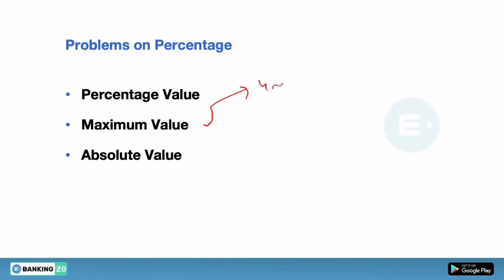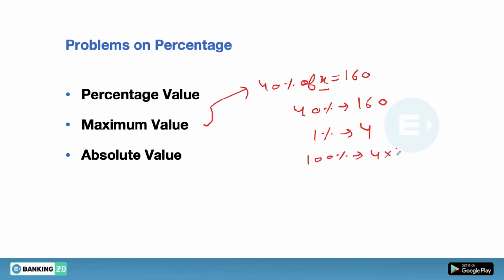What was the question? 40% of x is equal to 160. Now find x. See, 40% is equal to what? 40% is equal to 160. That means 1% is equal to what? 1% is equal to 4. That means 100% is directly equal to 4 into 100, that is 400. So these are the super fast modes by which we can solve any of these equations. We'll understand this method later on as well when we'll be solving different questions.